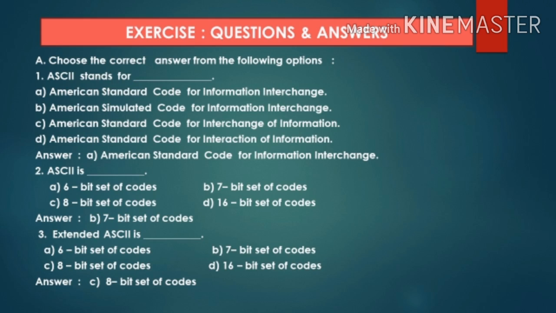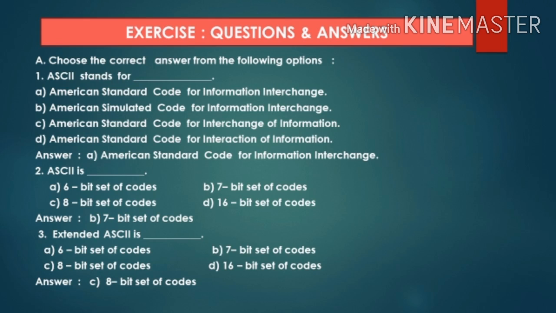Question number 2. ASCII is dash. The options are A. 6-bit set of codes. B. 7-bit set of codes. C. 8-bit set of codes. D. 16-bit set of codes. The correct answer is B. 7-bit set of codes.